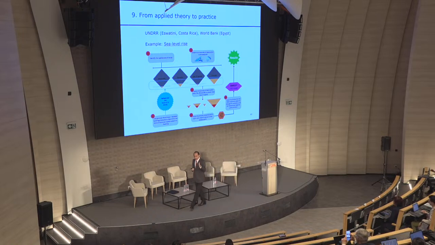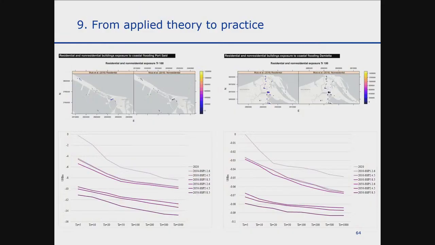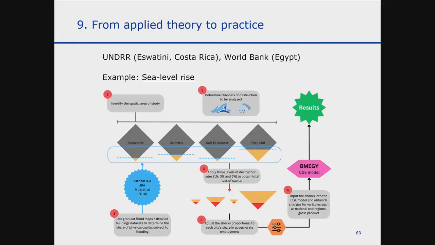And the World Bank also commissioned research to look at floods and sea level rise in some of the coastal cities in the Mediterranean area of Egypt. I'm going to show you how it works. Basically, they have expert models based on very rich information about the city structure, where they can simulate different climate scenarios and different exposure levels for the residential and non-residential infrastructure of every single city.